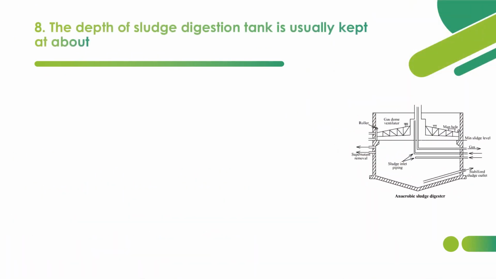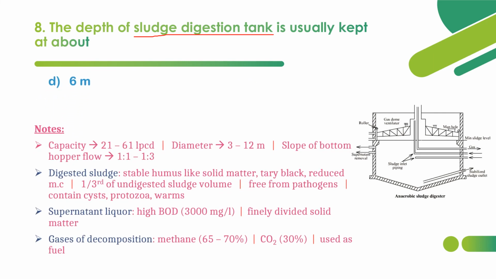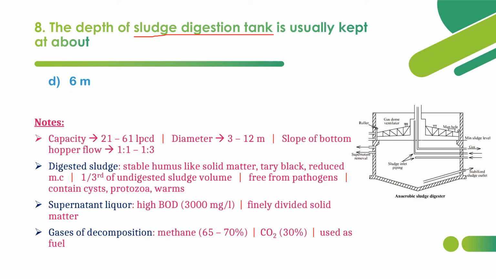This question is based on the sludge digestion tank. Depth of a sludge digestion tank is usually kept at about 4 meter, 5 meter, 8 meter, 6 meter. So what is the basic depth of a sludge digestion tank? The basic depth is 6 meter. Now let's see more about the sludge digestion tank.